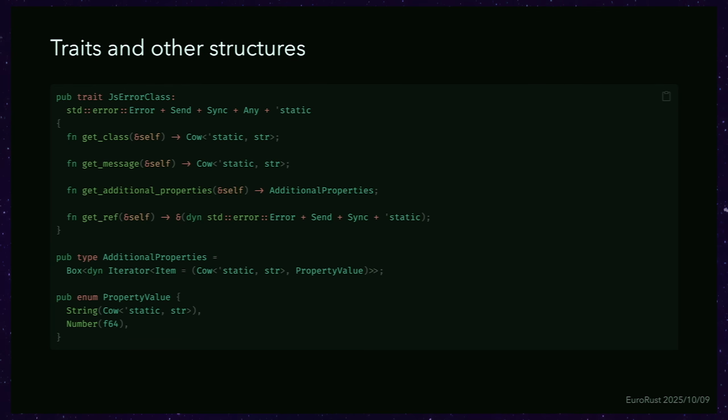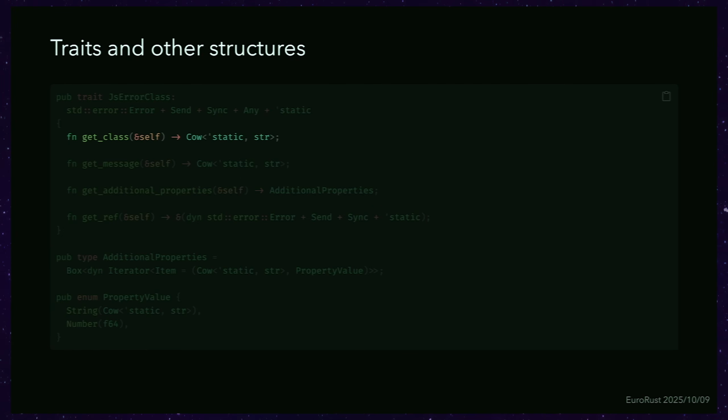So the JsErrorClass has a few different functions on it, or rather trait, not class. The get_class, which defines the string name in JavaScript for the class that is being defined. We have get_message, which defines the message of the error. And get_ref is just a generic utility we have to do some downcasting in the 2 scenarios we have where we still need to do some sort of downcasting.